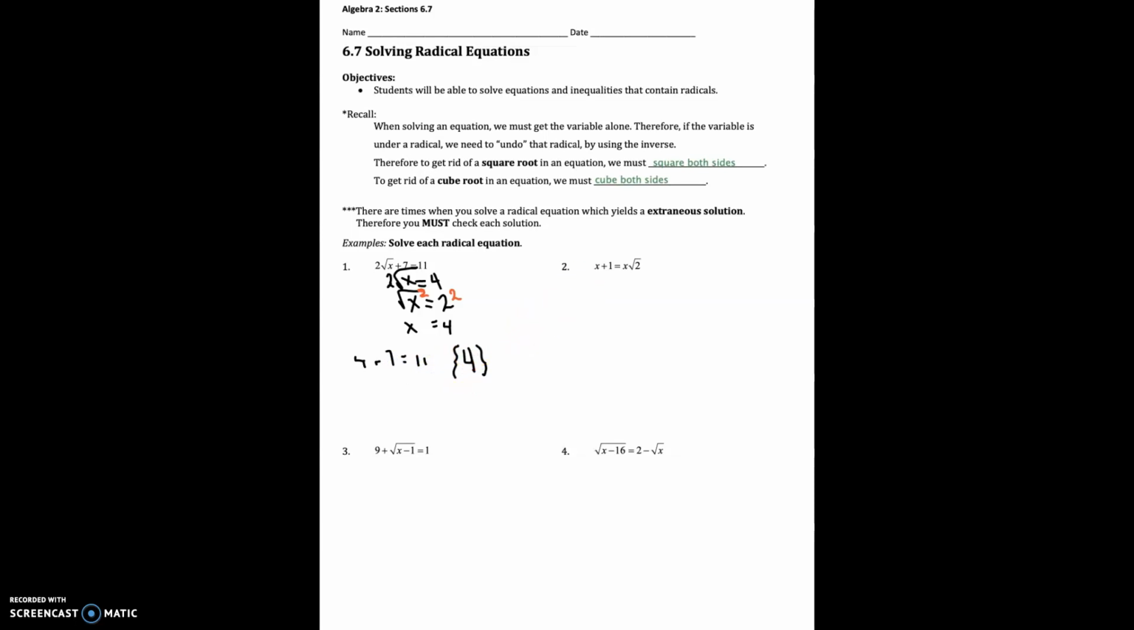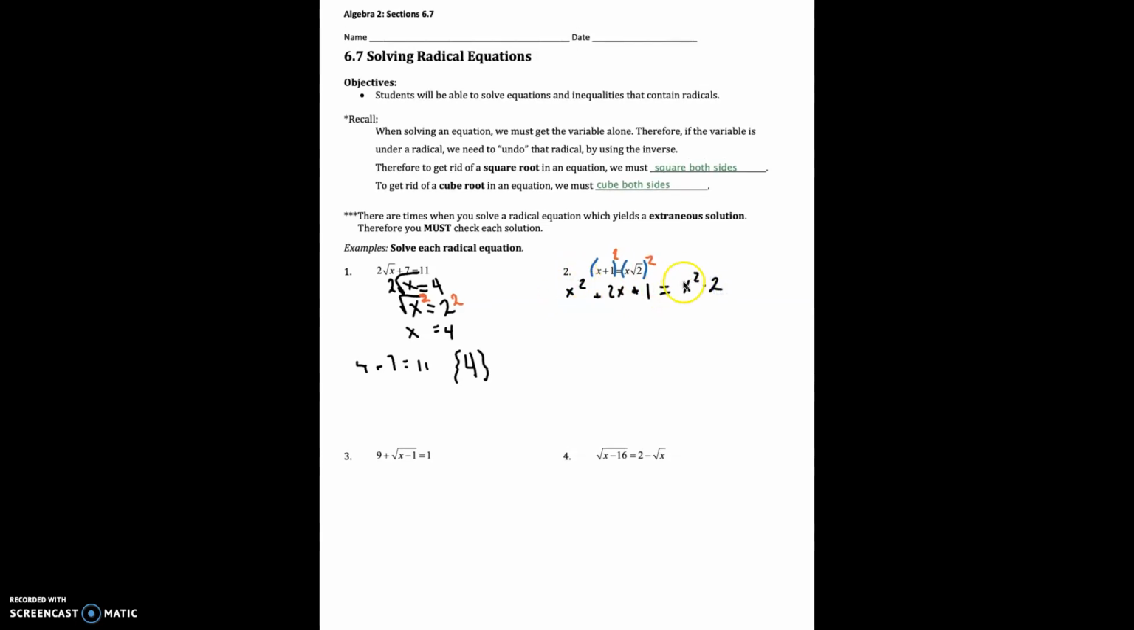Now for this next one here, we're going to first go ahead and square both sides, and we do have an expression here, so we're going to put parentheses around that, and then this product of x and root 2, we'll put a parenthesis around that too. So when we square both sides, this becomes x squared plus 2x plus 1. It's a perfect square trinomial, and it equals x squared, and then root 2 squared is 2.